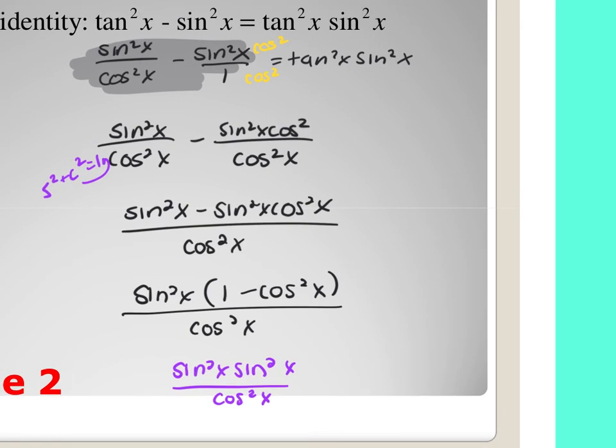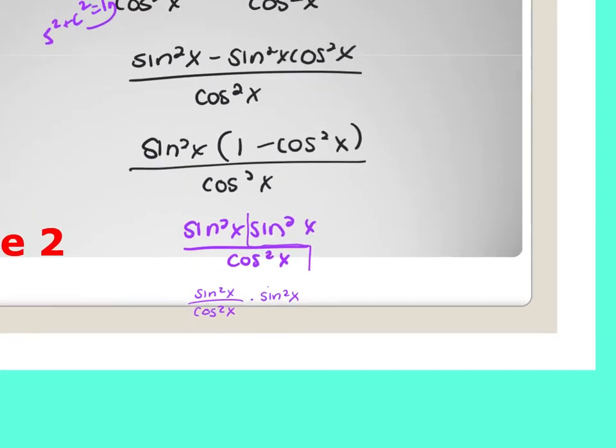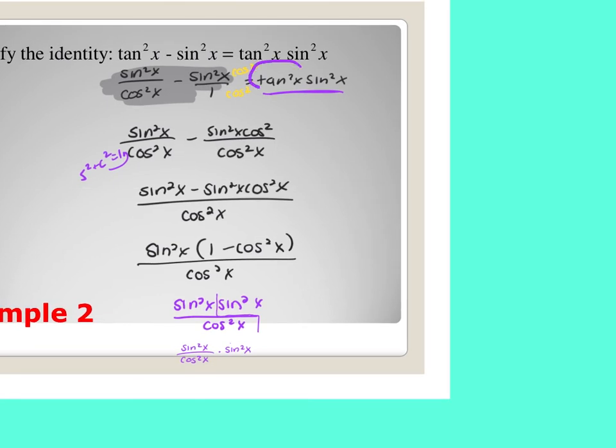Now I'm getting closer because there's a sine squared x. And I can actually work the other side to get it to this point, because I could have made tangent sine squared over cosine squared and got it to this point. Or what you can do with a fraction that is all multiplication in the numerator is break this apart. So I can actually break off and make it sine squared over cosine squared times sine squared. And then sine squared over cosine squared becomes tangent squared.